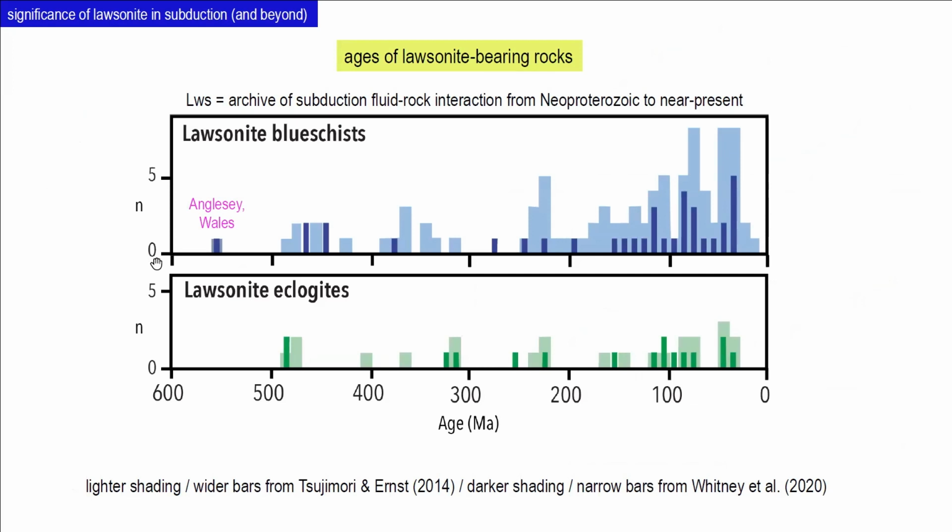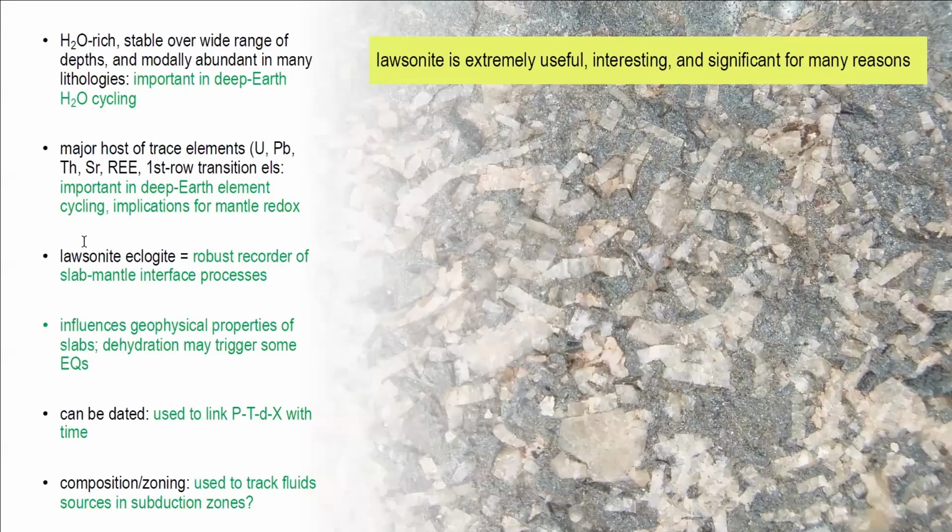And just a quick point about time. The oldest lawsonite in the world that's been determined is not too far from here in Anglesey. If anyone has a piece of this, I want it, please. And we can see here both lawsonite blueschists and eclogites occurring from the Neoproterozoic up to fairly recently.